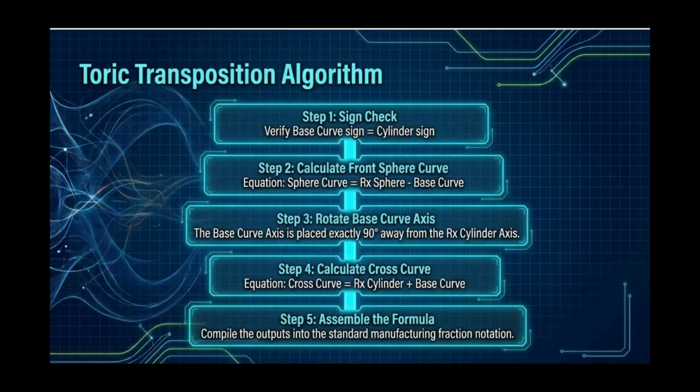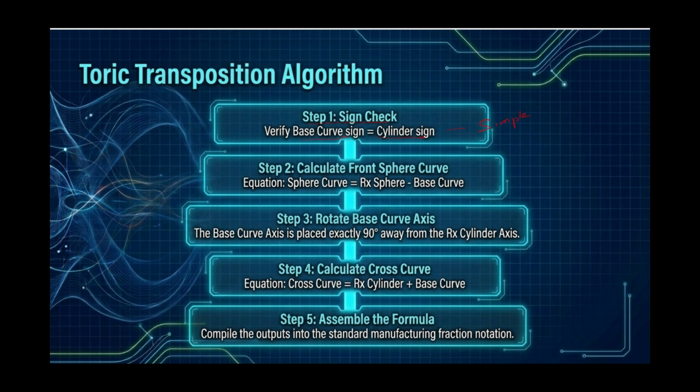Now let's go into the details of how to do a toric transposition. The first and most important step, step 1, is to check the sign. The base curve sign and the cylinder sign have to be the same. If the base curve sign and the cylinder sign are not the same, then we have to do a simple transposition and convert them into similar sign. This is the first step in our algorithm of toric transposition.